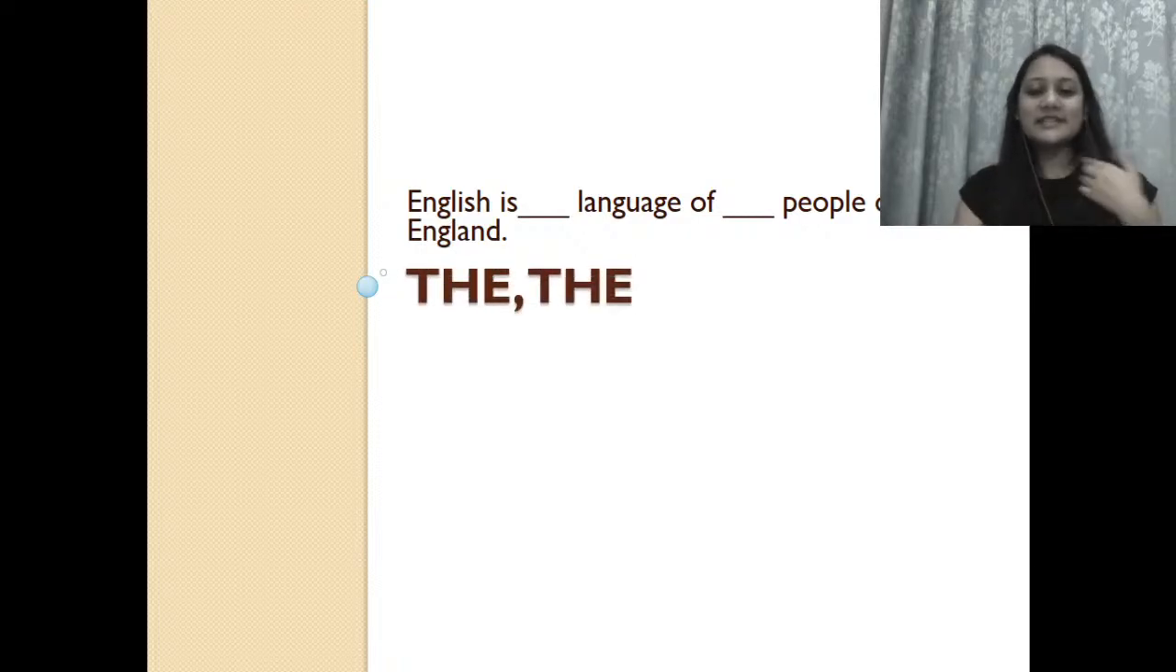The correct answer is the, because you're talking about a very specific thing, and that is the language. And you're talking about the people of England. So you are going very certain, you're going very particular with it. You are so much certain about it. That is why we have used here the, right? English is the language of the people of England.